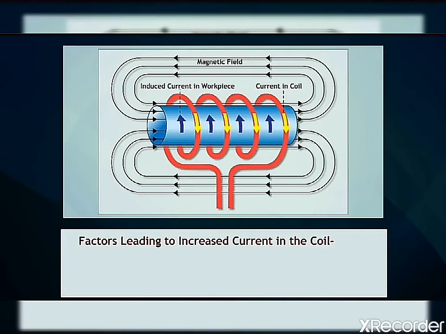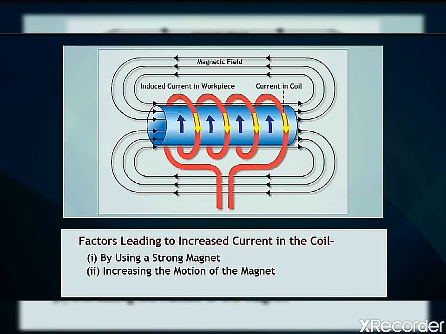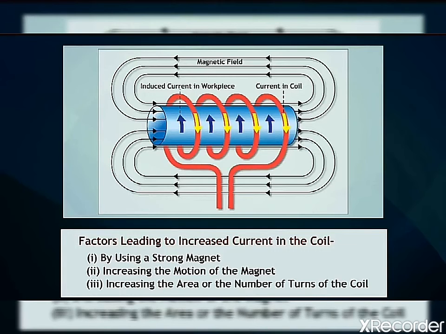Away from that, let us consider the factors leading to increased current in the coil. The first one is by using a strong magnet. The second one is by increasing the velocity at which the magnet moves in and out of the solenoid. And the third one is by increasing the area or the number of turns of the coil.